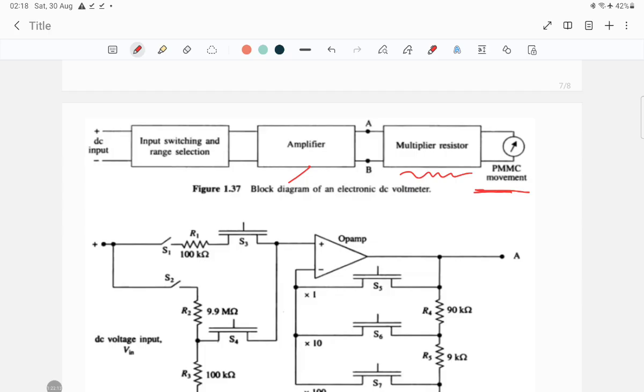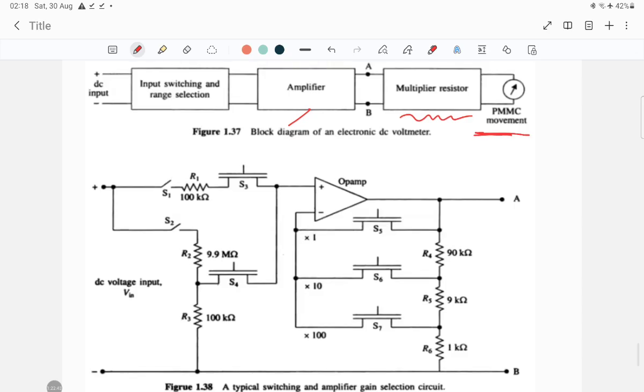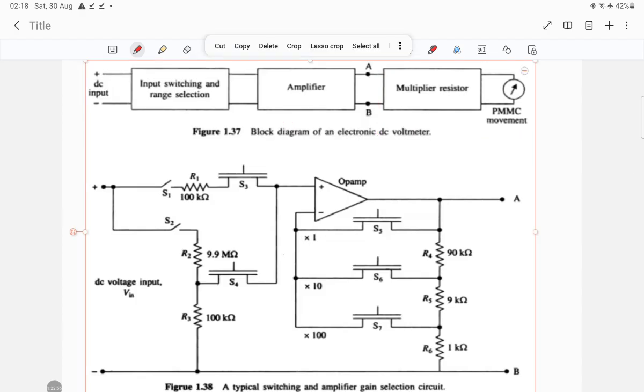Whenever we are utilizing switching, it's definitely a MOSFET or BJT. MOSFET is much faster, so that's why we are using the MOSFET for switching purpose. And amplification, there is a certain reason why we are providing the amplification. If you look into the figure, the upper portion and the lower portion, here you can see A and B. After A and B, the multiplier resistor and PMMC mechanism are added.